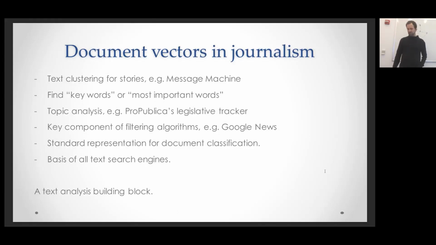There's a bunch of things that you can use TF-IDF for. Clustering we've seen. You can use it to try to extract keywords. You can use it to try to figure out the topics of things. It is a key part of every recommendation system that works with text, so Google News, Facebook Newsfeed, whatever. It's a standard representation for doing document classification. If you're running a classifier, you're running a classifier on vectors. You have to turn the text into vectors. And search engines are made from it.